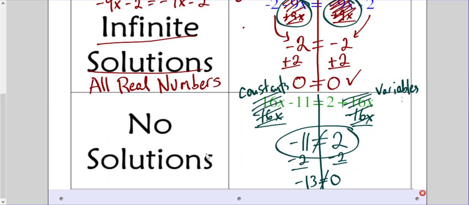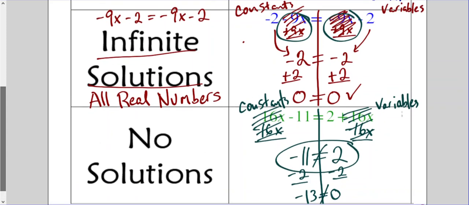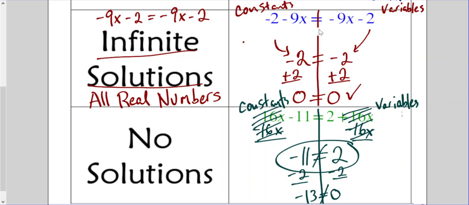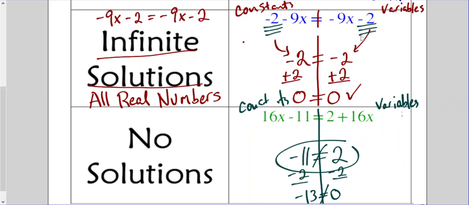So I just wanted you to notice the similarities and the difference between these two. You have a variable term on both sides that's exactly the same, negative 9x, negative 9x in that example. Here we have a 16x and a 16x. They're identical variable terms. For infinite solutions, or all real numbers, you also have the exact same constant term. They're the exact same expression on both sides. Whereas for no solution, we have different constant terms. This leaves us with the same constants on both sides. This leaves us with a different one.